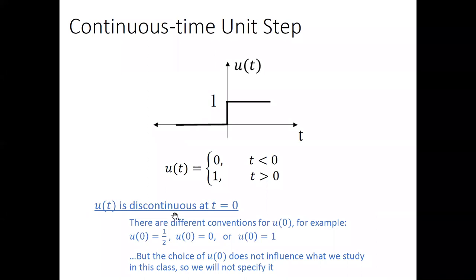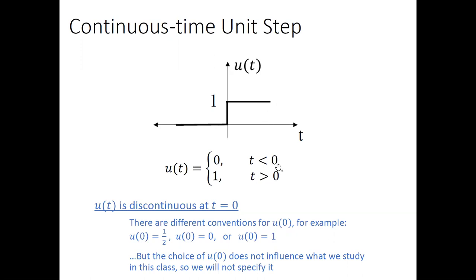Okay, so this is the discrete time unit impulse and step, and their relationship. Next we come to continuous time. The continuous time unit step signal u(t) looks very much like a step. Its definition is the following. When t is negative, less than 0, u(t) equals 0. When t is larger than 0, u(t) equals 1.